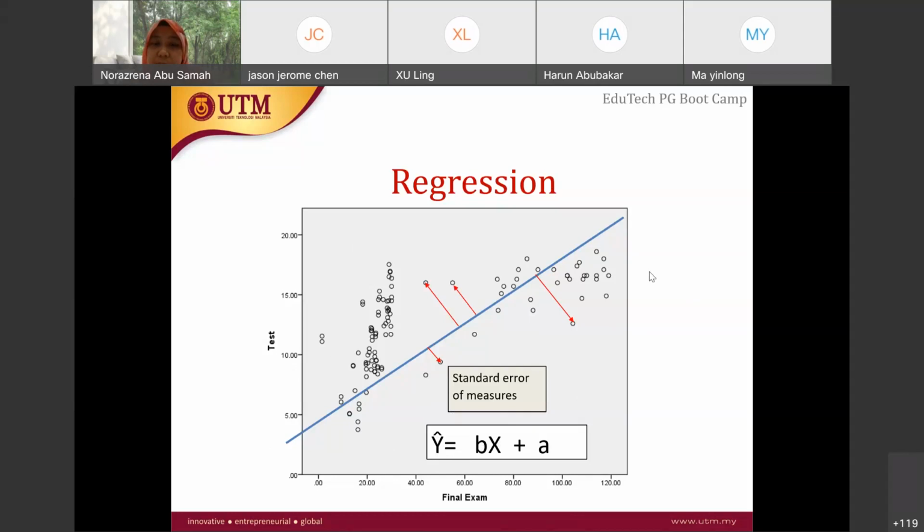This is for example your data, test and final exam. This is the plot of your data. This is the regression line. The distance between the regression line and the data is called the standard error of measures.